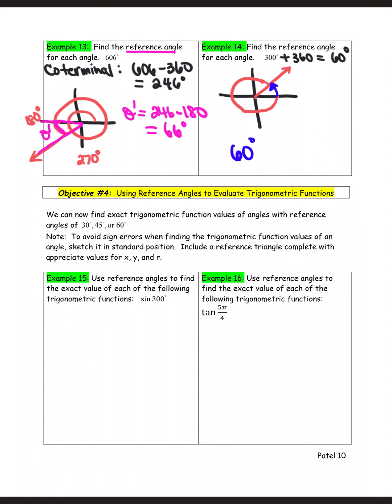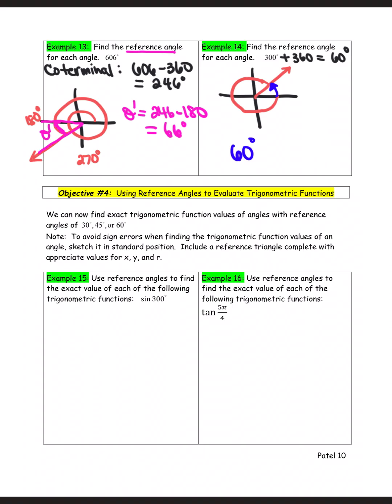So why do we need a reference angle? Well, we can use the reference angle to evaluate trig functions, especially if they're in reference to 30, 45, and 60, because we already have the triangles from 30, 60, 90, and 45, 45, 90. To avoid sign errors, we find the trig function values of the angle, sketch it in standard position, and include the reference triangle complete with appropriate values for x, y, and r.